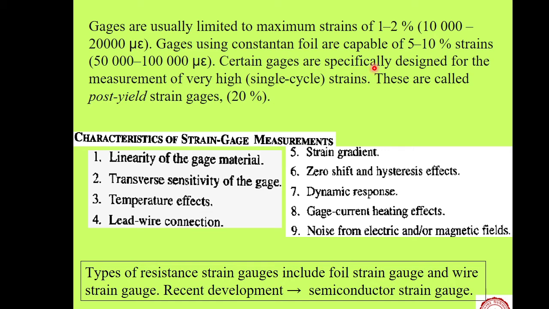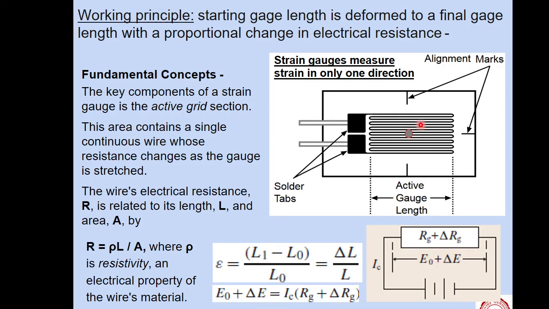Now, there are certain gauges which are specially designed for measurement of very high and single cycle strain. These are called post-yield gauges. So, what does it mean? If we subject this strain gauge to a field where the material itself yields, then the gauge factor of the strain gauge is no longer valid. So, use of this strain gauge is possible only for single use.